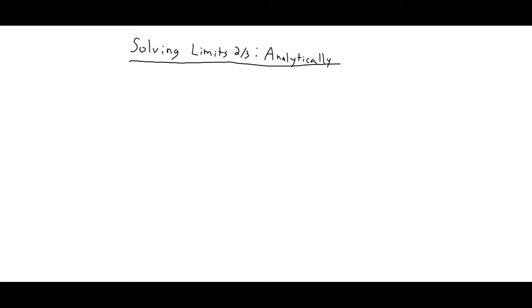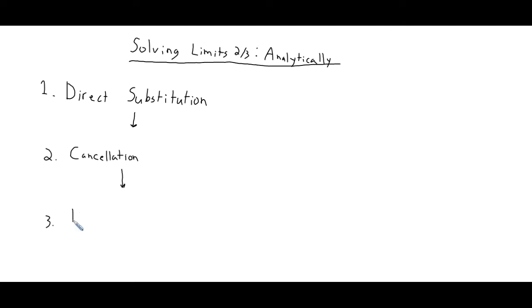There are 3 sub-methods to solving limits analytically. The first is direct substitution, and I'll go over each of these in depth. The second is cancellation, and the third is rationalization. And you can kind of think of these as a plan A, a plan B, and a plan C. So you always want to try direct substitution first. And if that doesn't work, you try plan B, cancellation. And if that doesn't work, you try plan C, which is rationalization.